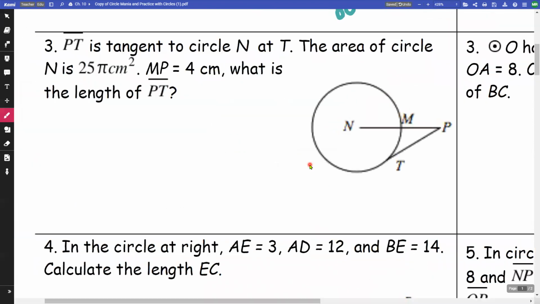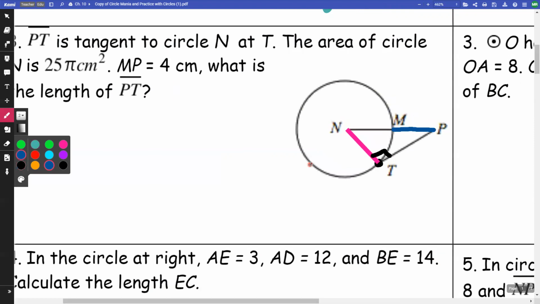On number 3, we know that PT is tangent. So right here at this point, that is a point of tangency. So that also lets me know that if I draw a line from my center to that point of tangency, that is going to form a right angle. Okay, so that's going to be a right angle. I also know that MP, this portion right here, is 4.